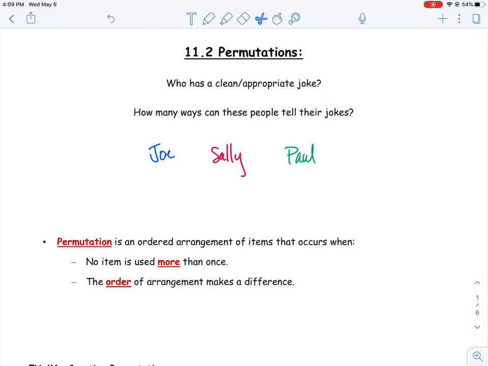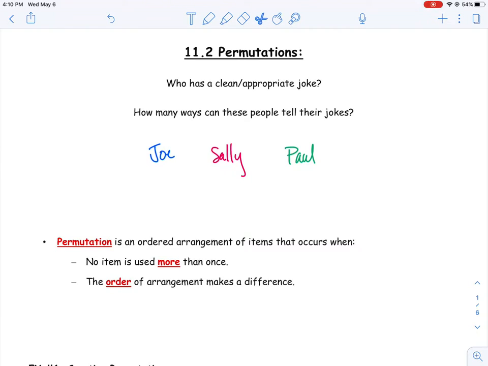All right, our second section of 11.2 is going to talk about permutations. Normally, if I were in class, I would ask a couple of students to volunteer to tell us a joke, and it has to be a clean and appropriate joke. But since we're not in class, let's just imagine that we have Joe, Sally, and Paul. How many different ways can these three people tell their jokes?